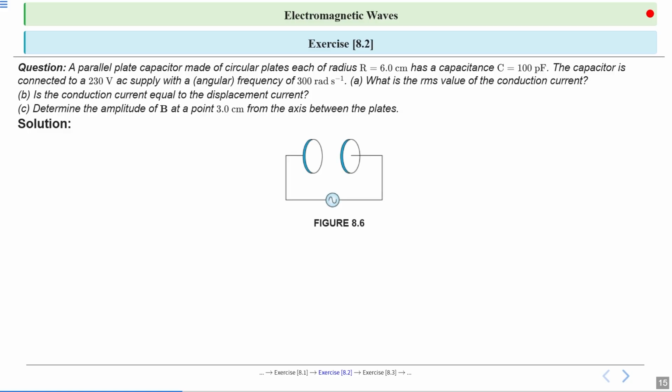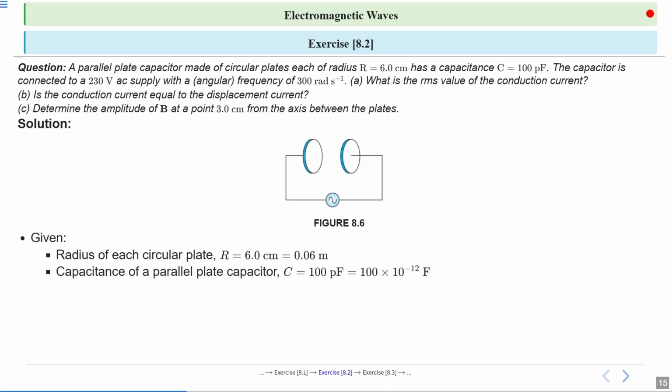So again, a capacitor having circular plates is given and it is connected to an AC source. What is given in the question? Radius of each plate 6 centimeter, which is 0.06 meter. Capacitance of the plates 100 picofarad, that is 100 into 10 to the power minus 12 farad. AC supply voltage V RMS equal to 230 volt is given. It is not mentioned which voltage, so it is considered as RMS voltage. Angular frequency omega equal to 300 radian per second is given.